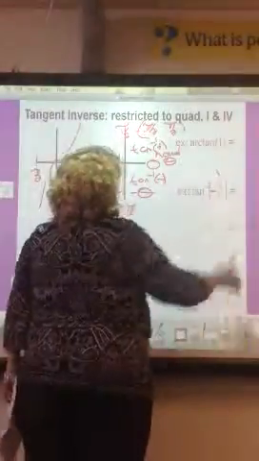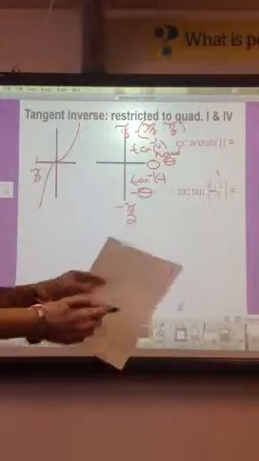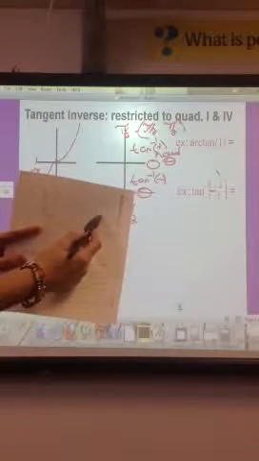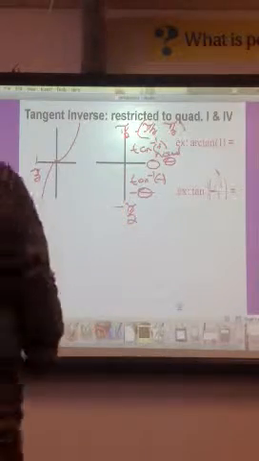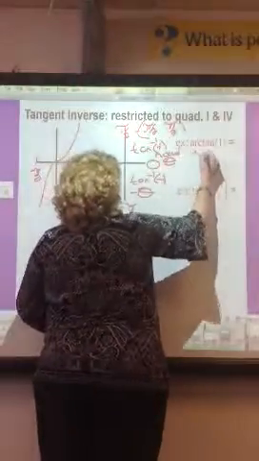Arc tangent of 1. When does tangent equal 1? So we go to tangent, we go over to where it says 1, and it says pi over 4. Pi over 4, we're done.